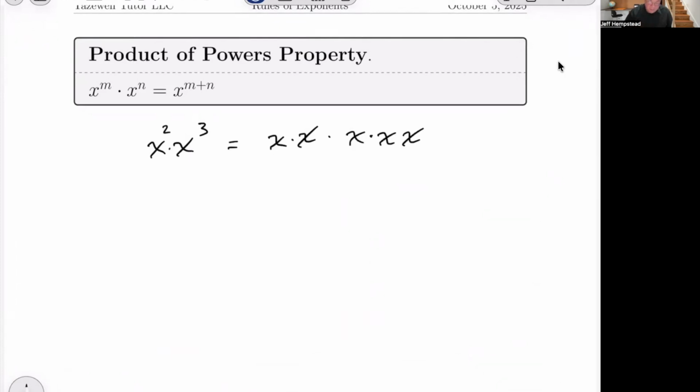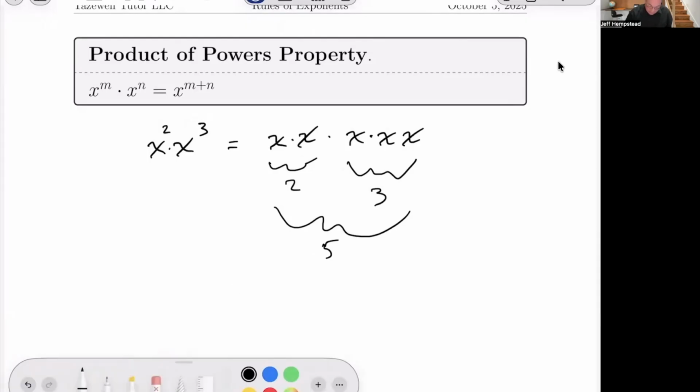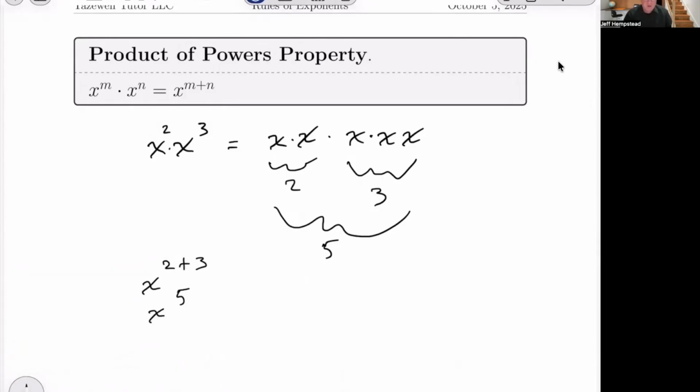How many do we have? Well, there's 2 of them there. There's 3 of them there. All told, we're multiplying 5 x's together. So we have x squared and we have x cubed, which is x to the fifth.